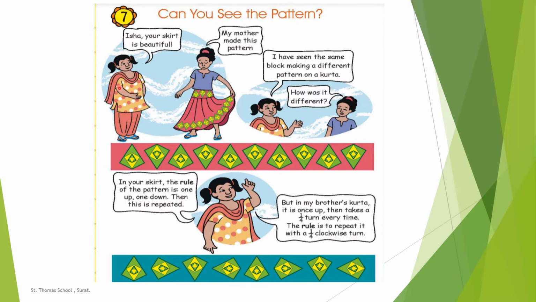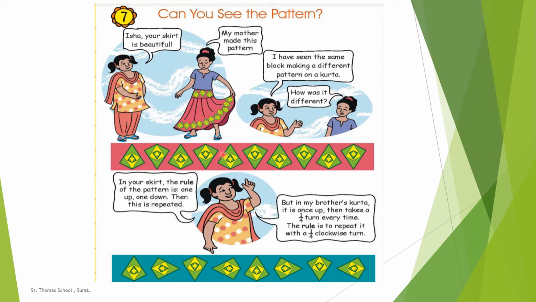Now you can see there are two girls conversing with each other. The girl says, Isha, your skirt is beautiful. So Isha says, my mother made this pattern. So you can see some patterns on her skirt. Yes. Now I have seen the same block making a different pattern on a kurta. How was it different? So you can see the patterns over here like this.